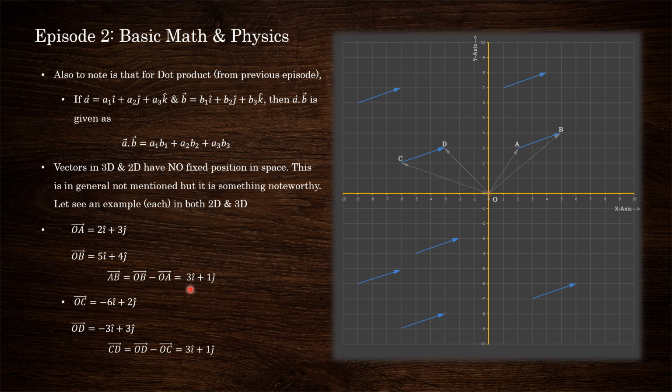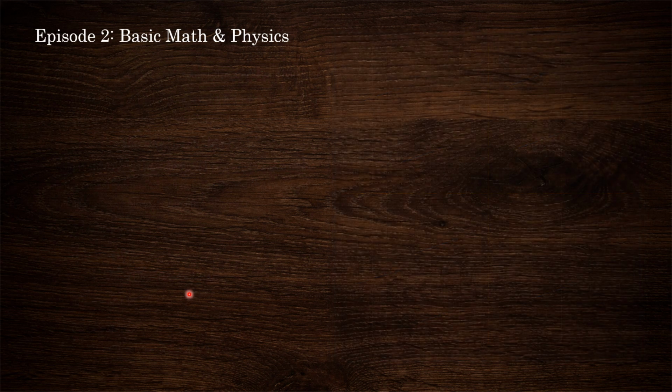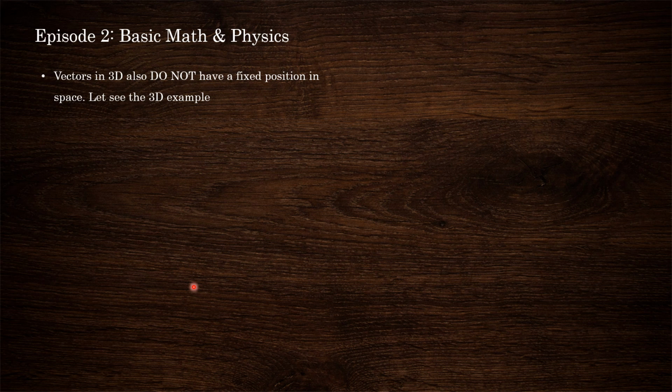This concept actually extends well into 3D space as well. So let's look at it a little bit. As I had mentioned, vectors in 3D also do not have a fixed position in space. So let's see what we can do here. Just for depiction purposes, I'm going to use a different tool here. I'm going to use Python.